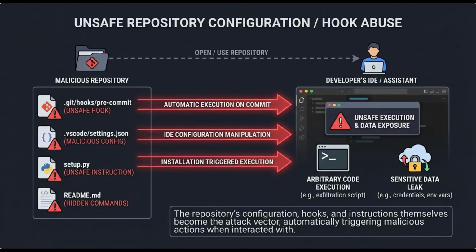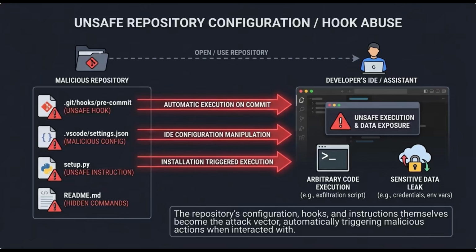A malicious repository can include unsafe hooks, configuration files, instruction files, or environment manipulations that affect how the assistant behaves when the project is opened or used. So instead of the attack coming from a separate tool or extension, the repository itself becomes the attack surface.